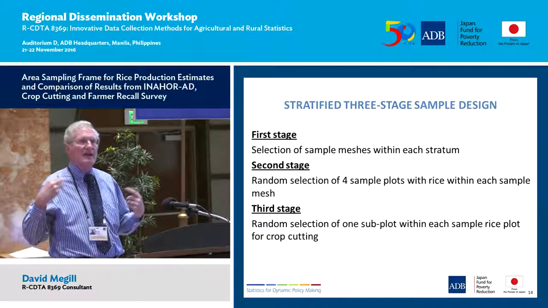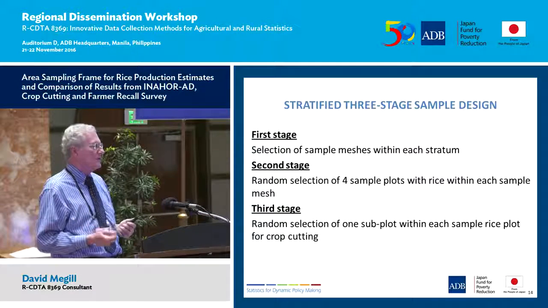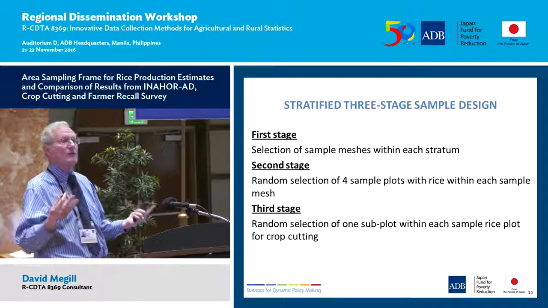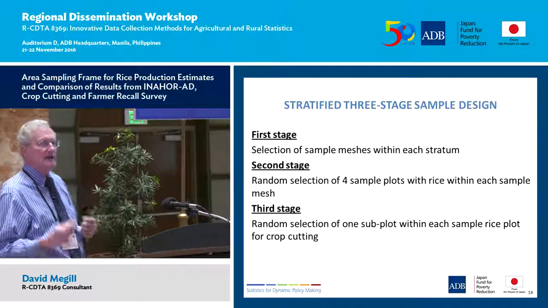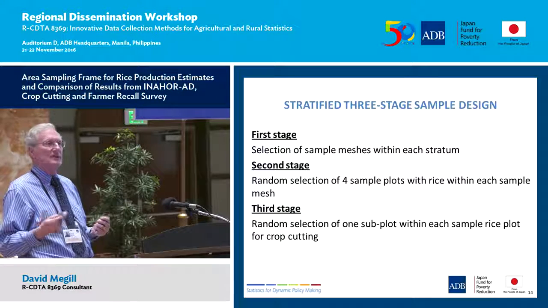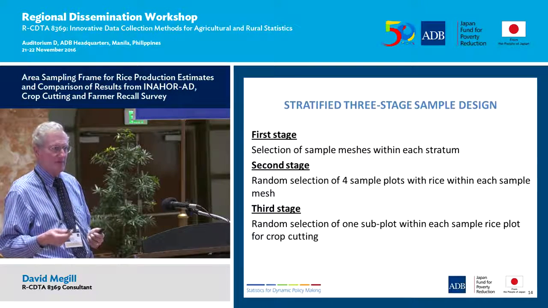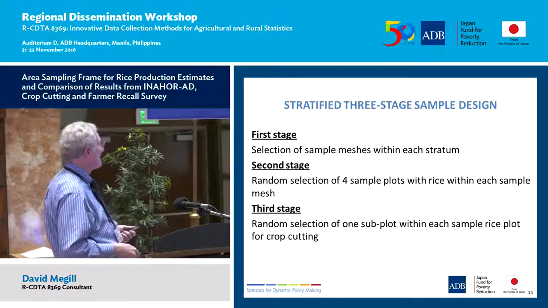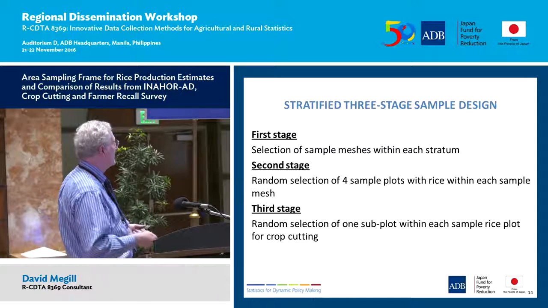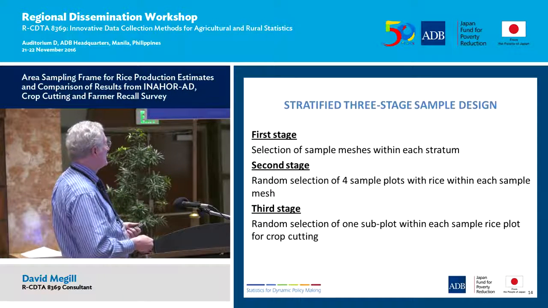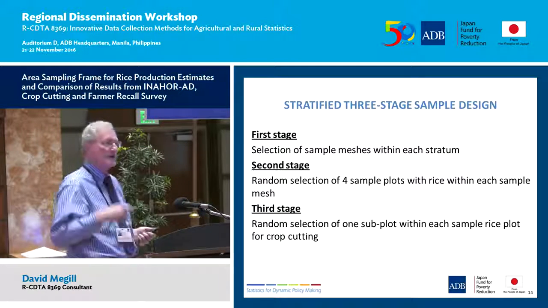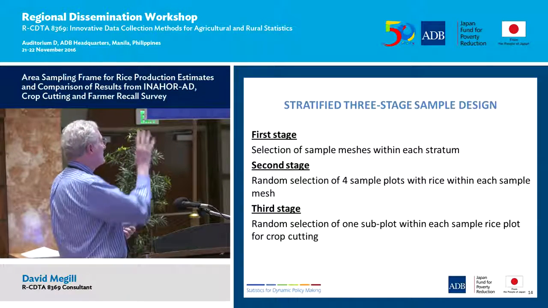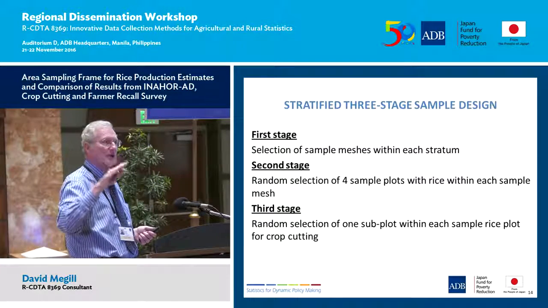And then the second stage: after the first stage, they visited all of the 120 meshes to verify that they actually were growing rice. It was found that some of the sample meshes did not have any rice growing that season, and we'll see the distribution later of those that had rice. But once they verified that there was rice, it was necessary to do a listing in each of the sample meshes to identify all of the sample plots and those plots that had rice.